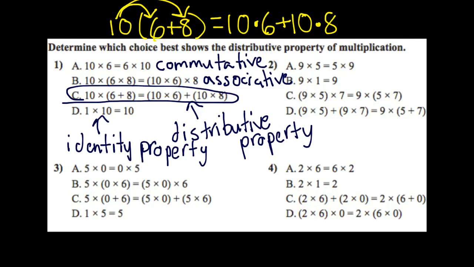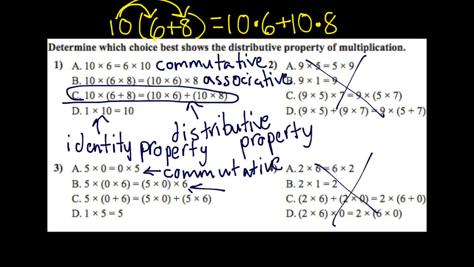I'm going to do one more. I'm going to do number 3. I'm not going to worry about 2 and 4 over here. So for 3, it says A, 5 times 0 equals 0 times 5. That actually shows the commutative property because they're switching the order, commutative, switching the order of the equation.